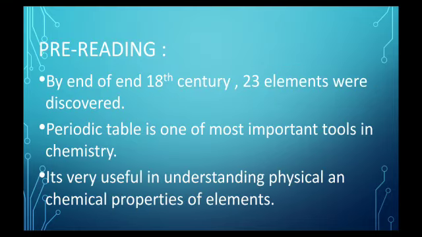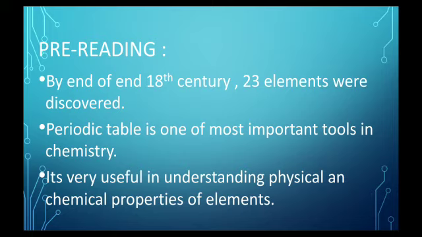Okay, now let's start the chapter. What is the periodic table? The periodic table is actually a table which contains the elements, and these elements are arranged in a specific manner. By the end of the 18th century, there were very few elements, only 23 elements were discovered, and then later on by 1925 there were 88 elements, and today there are 109 elements, but actually there are 119 elements that have been discovered.